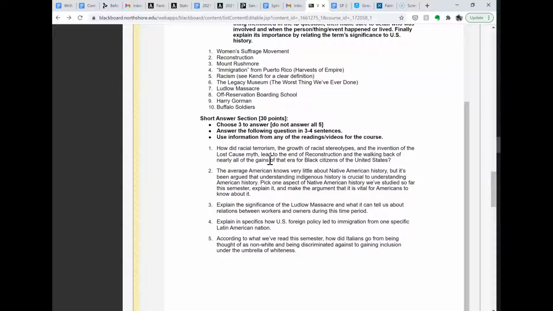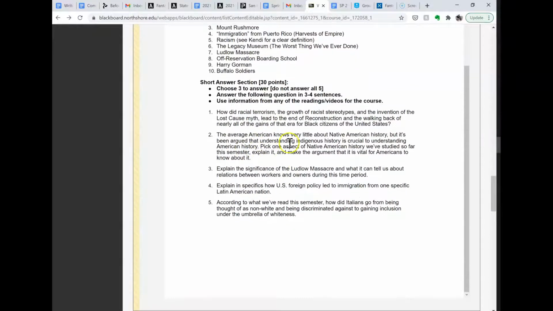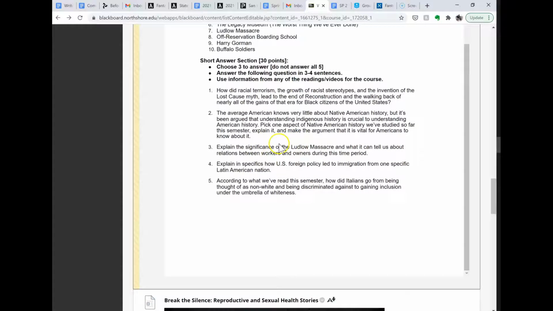And then for question 2, this is a really general one. It just talks about the Native American history we've covered and sort of what do you think is most important out of everything you've learned about Native American history so far this semester, and explain why. And then I have another question about the Ludlow Massacre, similar to one of the homework questions.